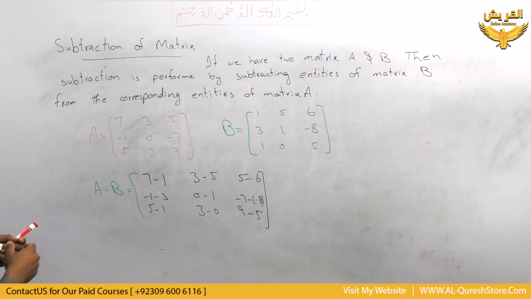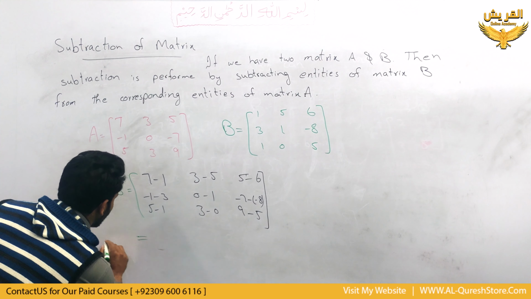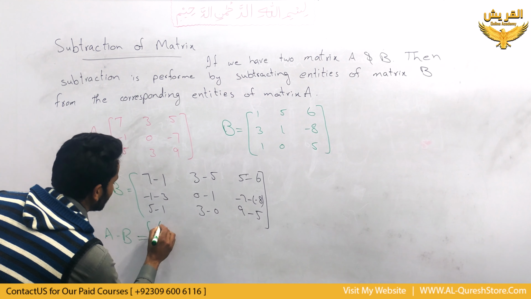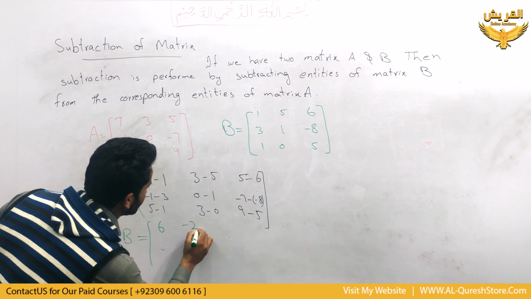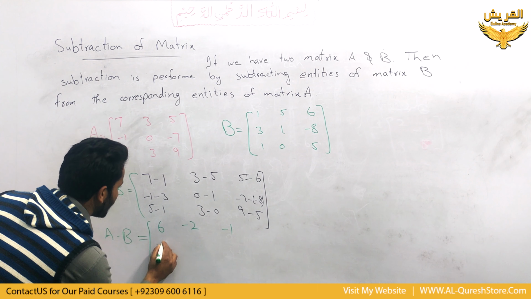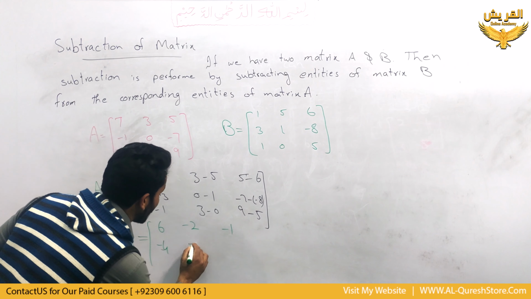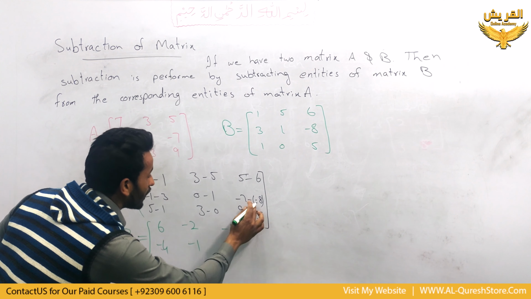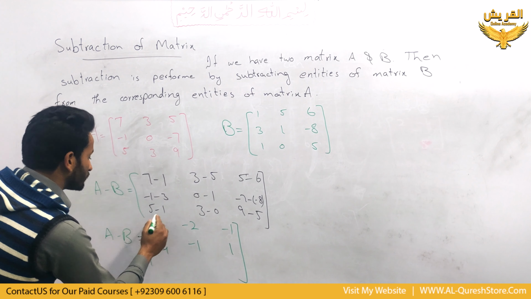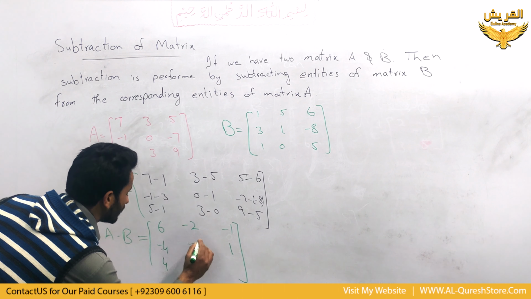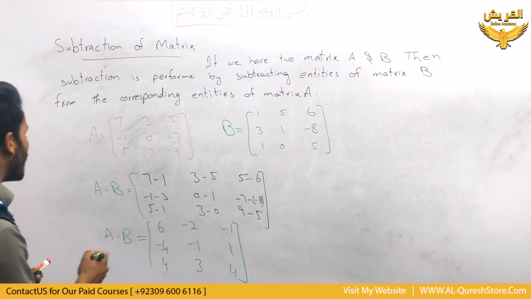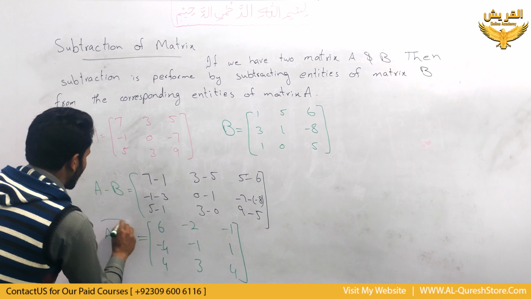By using these values, we can find A minus B equal to 7 minus 1, 6, 3 minus 5, minus 2, 5 minus 6, minus 1. Minus 3 minus 1, minus 4, 0 minus 1, minus 1, minus 7 plus 8, 1. Last one, 5 minus 1, 4, 3 minus 0, 3, and 9 minus 5, 4. This is the answer of matrix A minus B.